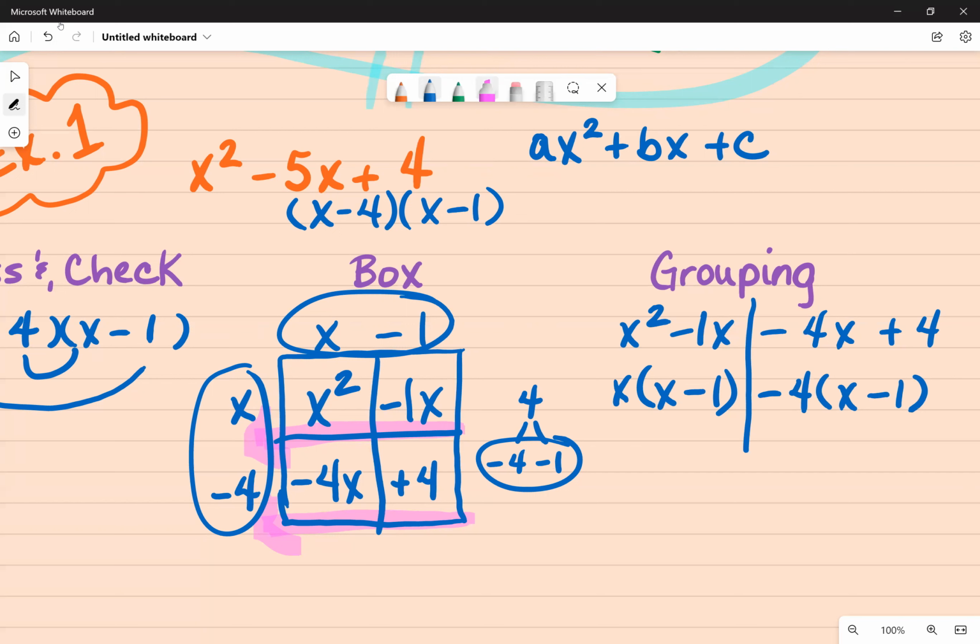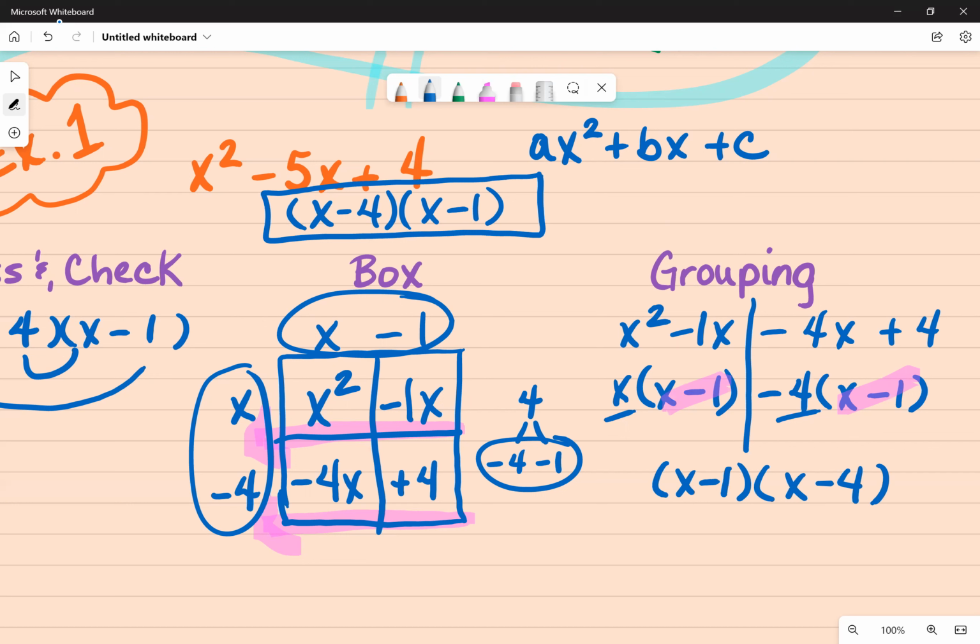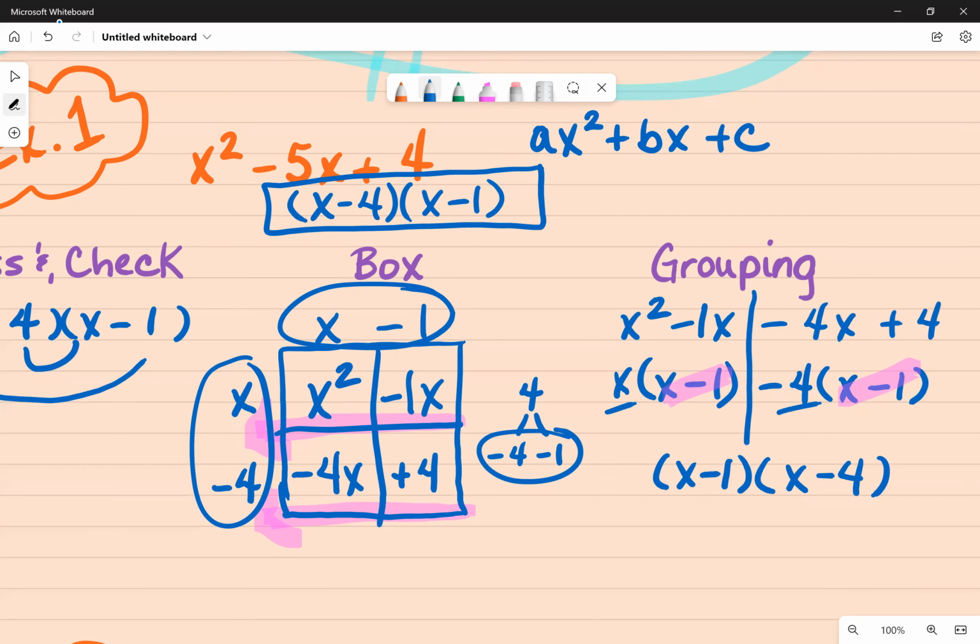And what I will notice is that I have a new GCF. So that GCF is going to come out as its own parentheses, and what's left over goes in its set of parentheses, x minus 4. So again, notice it's the same answer. And I told you that the order did not matter. You can have the quantity of x minus 1 first. It doesn't matter. Same answer, different strategies. So that is how you would do example 1.